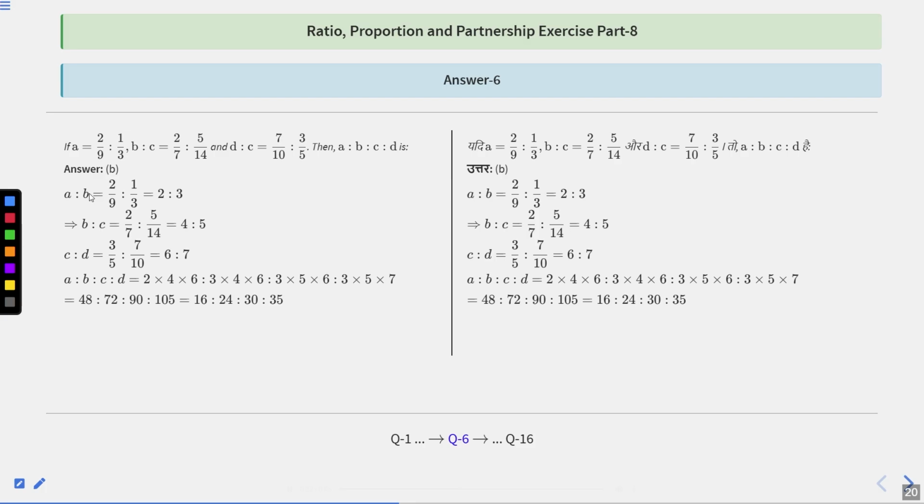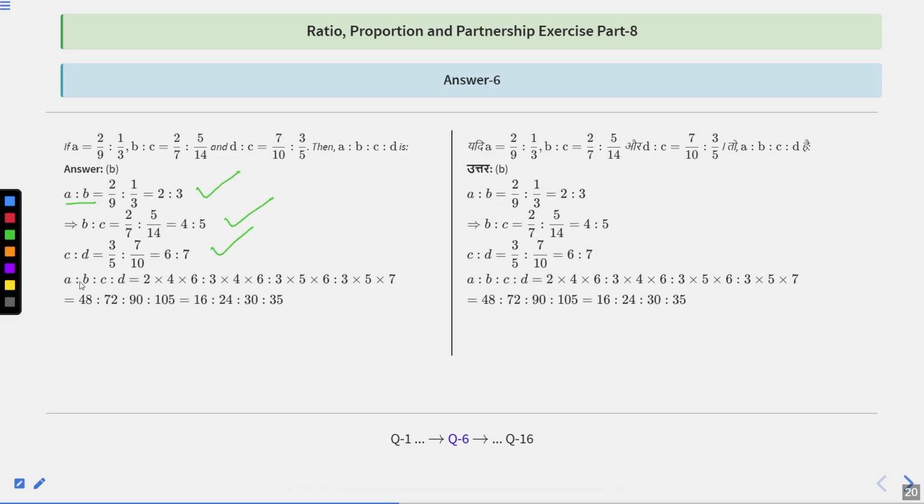First thing we can do in this question is make them into integer form of ratio. A:B is given as 2/9 : 1/3. So we take the LCM of the denominators 9 and 3, which is 9, and multiply the fraction values. We get the ratio 2:3 in integer form. In the same way, for B and C, we get the ratio 4:5 when we multiply by 14 in both fractions. In the same way, for C and D, we get the ratio 6:7.